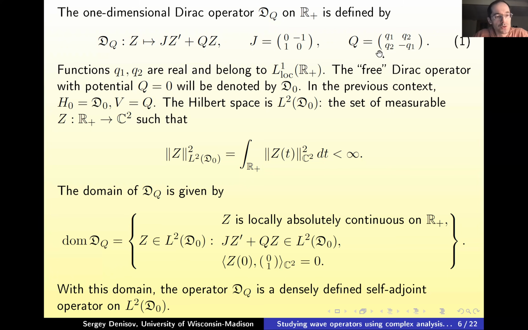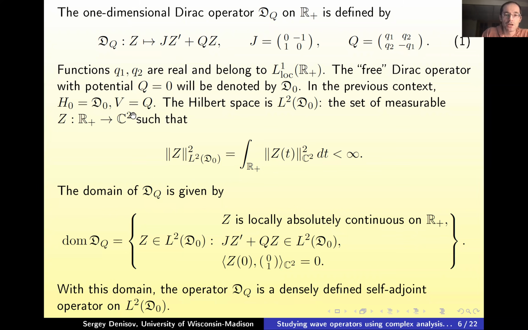Okay, so what are those Qs? So Q1 and Q2 are real valued, and locally they are in L1. So you can imagine that in this setup, the unperturbed Dirac operator is going to be the one which comes from making Q identically equal to 0. And now if you want to put it into the framework of what we talked about before when I was introducing the wave operators, then we will need to say that H0, the unperturbed operator, is D0. So it's just going to be this first term right here.